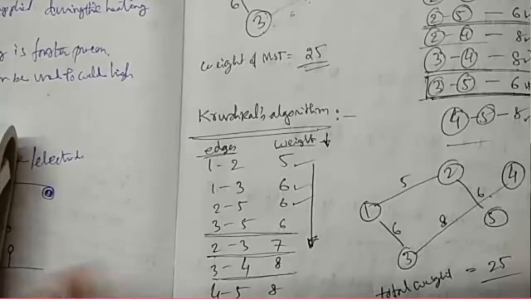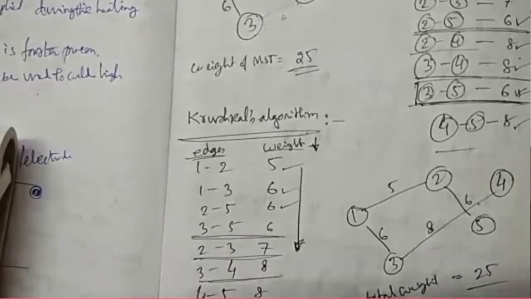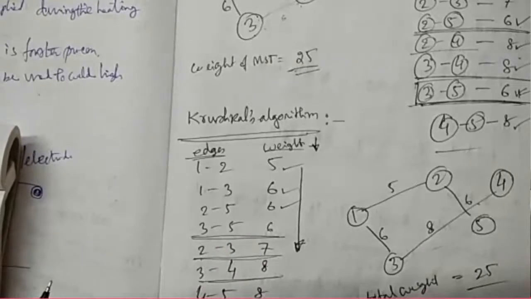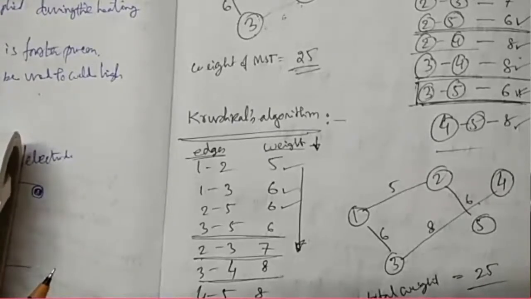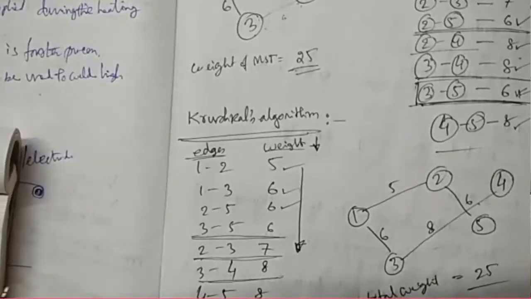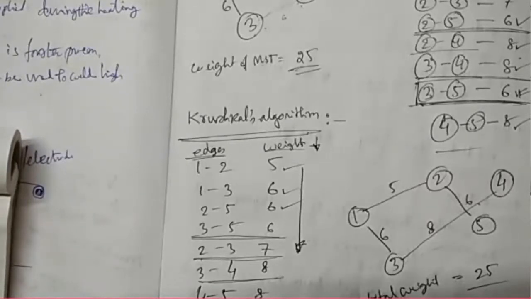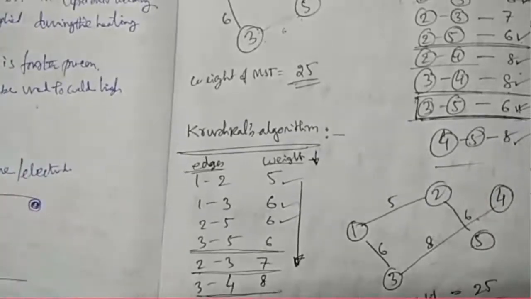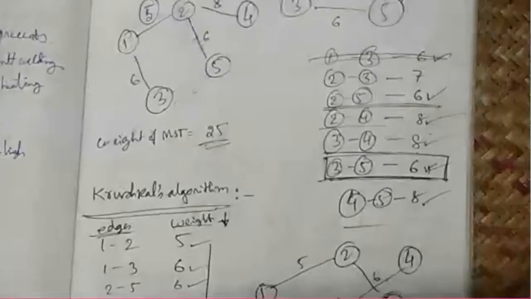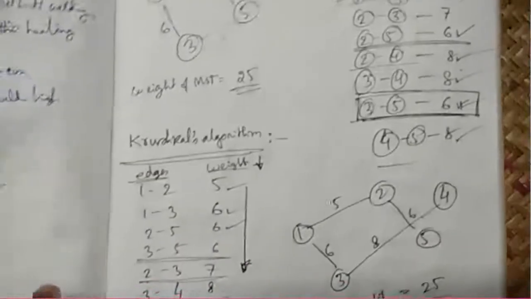It says, for every non-tree arc, the arcs in the tree should be individually less than the weight of the non-tree arc. So let us understand with an example, because the theory is quite difficult.